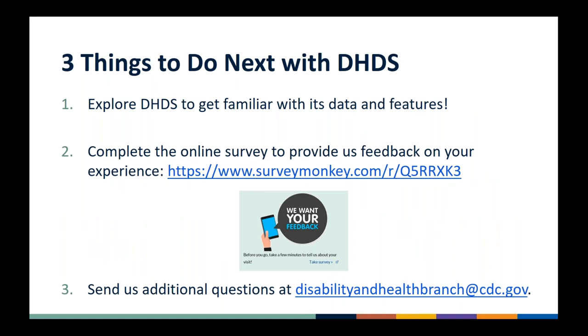So, what three things can you do next? One is explore DHDS to get familiar with its data and features. And Alyssa has just given you an overview of the system. Secondly, complete the online survey that Alyssa pointed out to provide us feedback on your experience. And thirdly, send us additional questions or tell us how you would use the DHDS system in your programming at disabilityandhealthbrunch@cdc.gov.